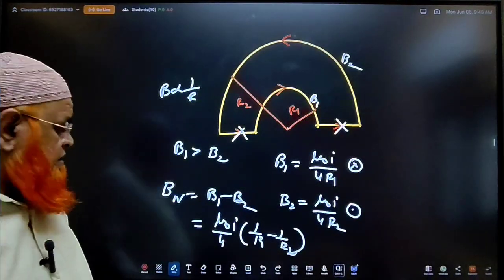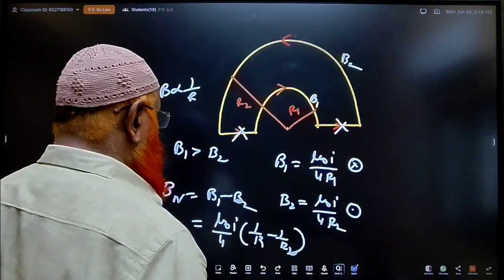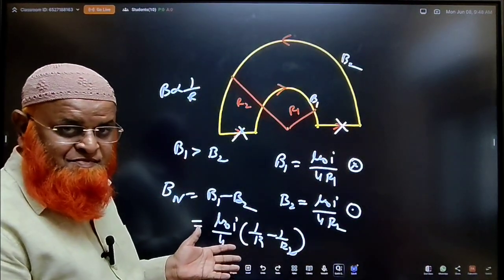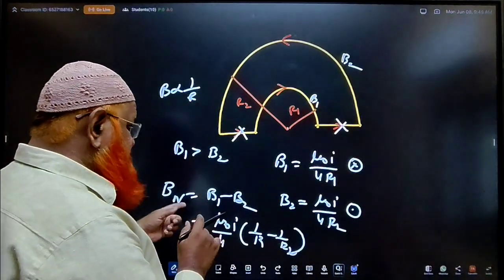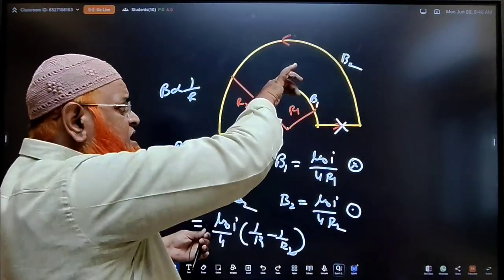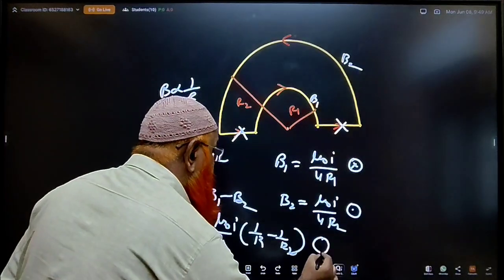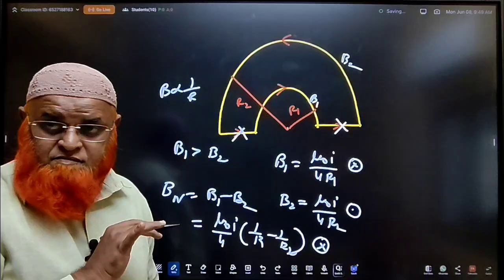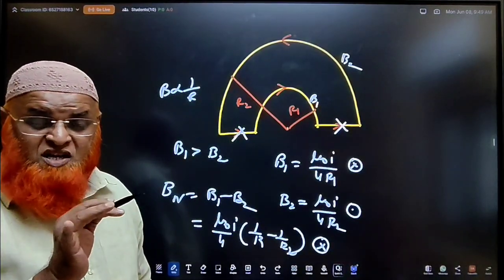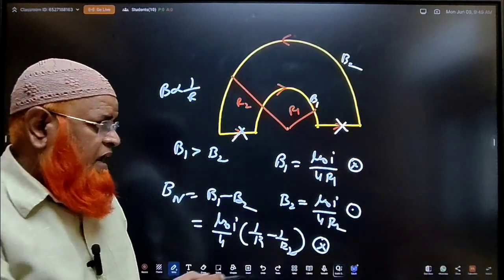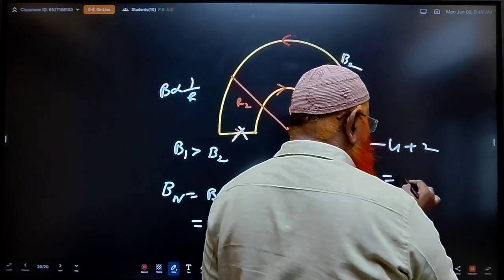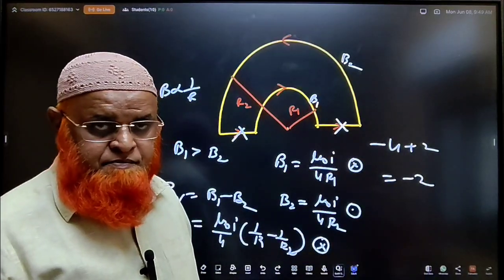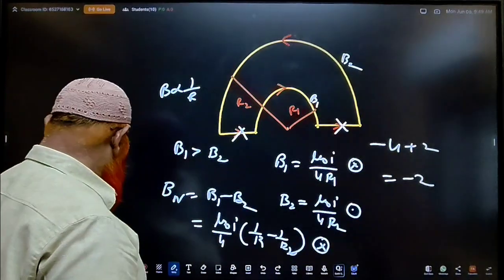Understood? This is one model. Now, dot and into: whose magnetic induction is larger? B1 is larger. B1 is into. So the dominating one will be the final answer. Take whichever is larger; larger magnetic induction is dominating. Like -4 plus 2 means the final answer is -2. The sign before the larger number is what you get. Is it understood? So this is one model.